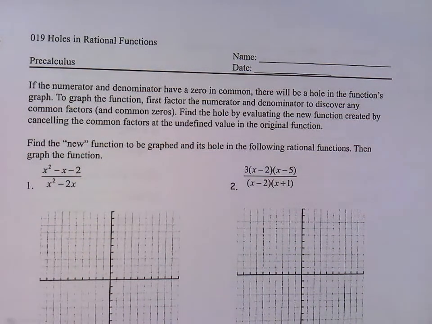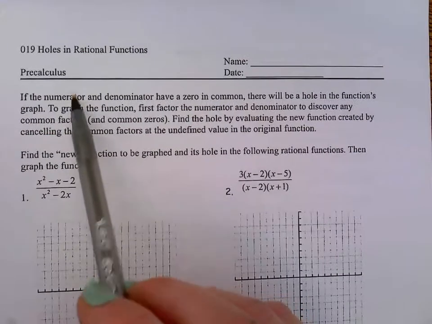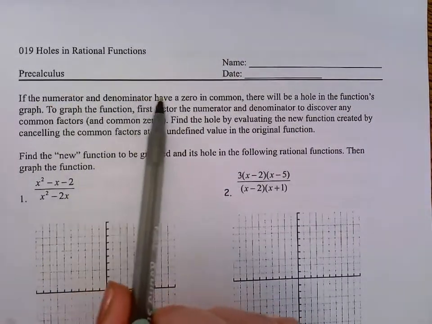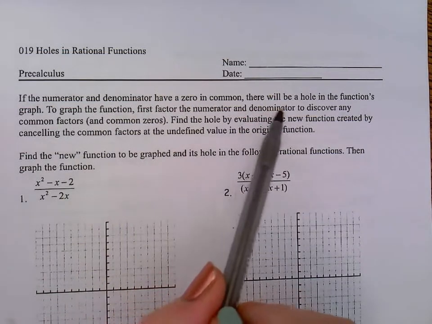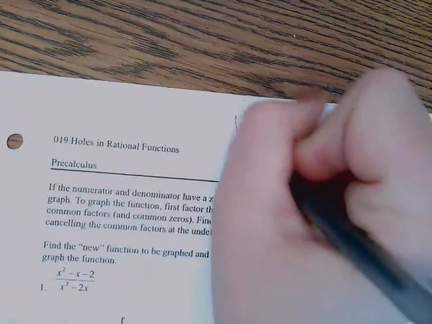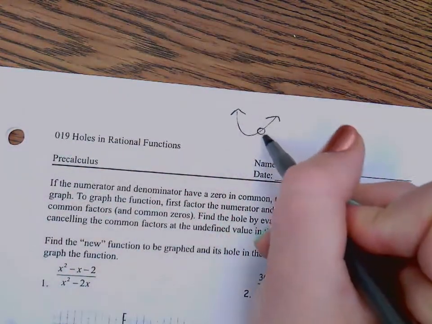Okay, we're going to look at something called holes that can happen in your rational functions. If you remember, before we said that we can't have any factors in common. Well, now if the numerator and denominator have a 0 in common, there will be a hole in the function's graph. So a hole is like a section of the graph where literally there's a hole. It does not exist at that one singular point.